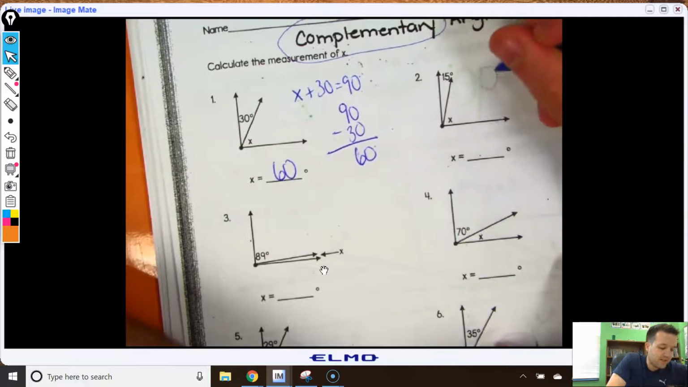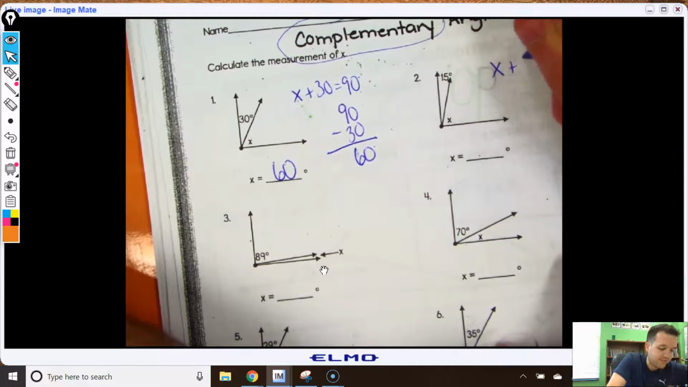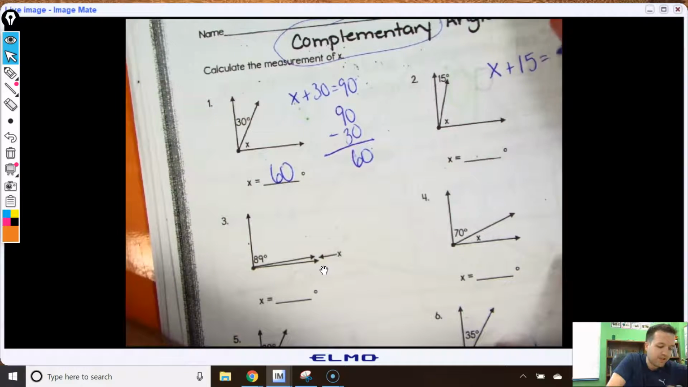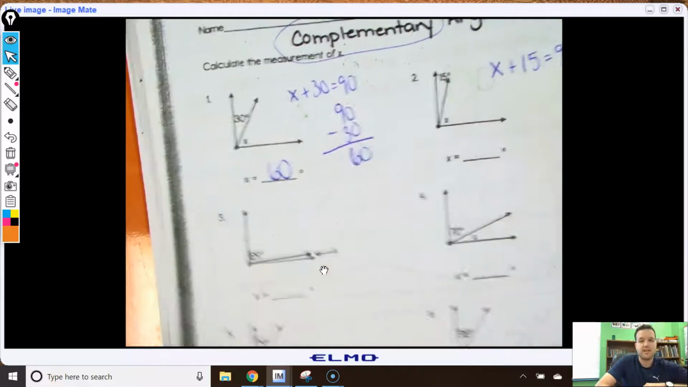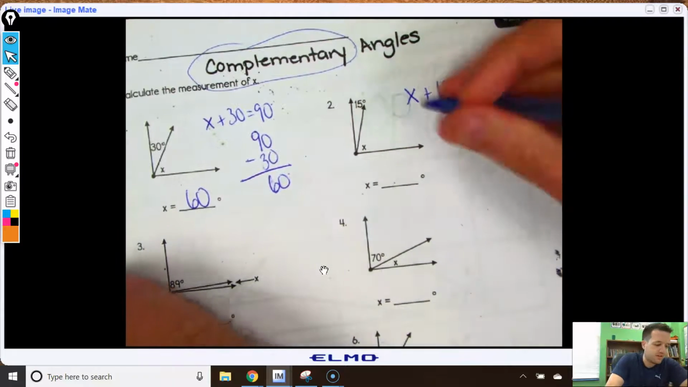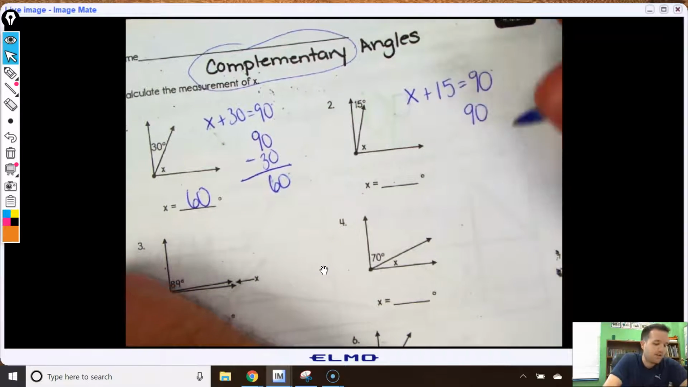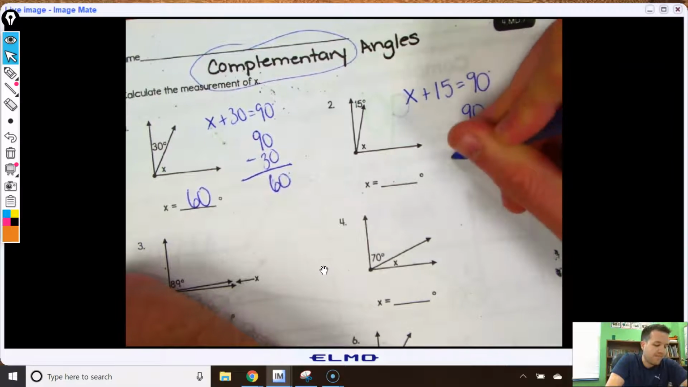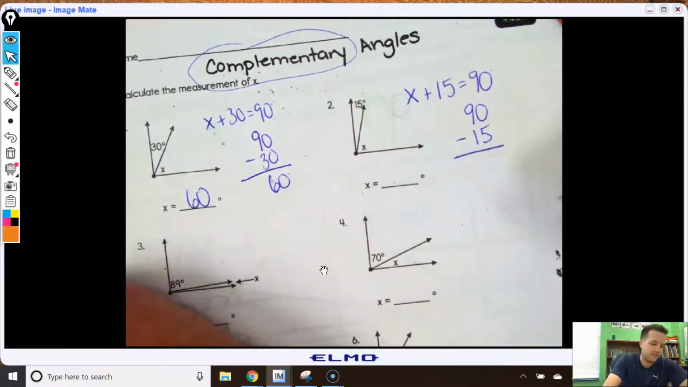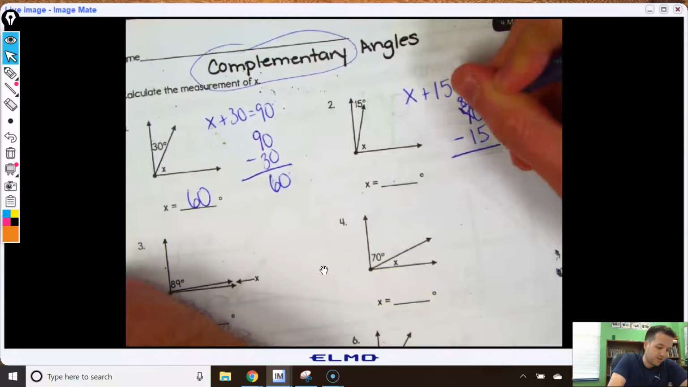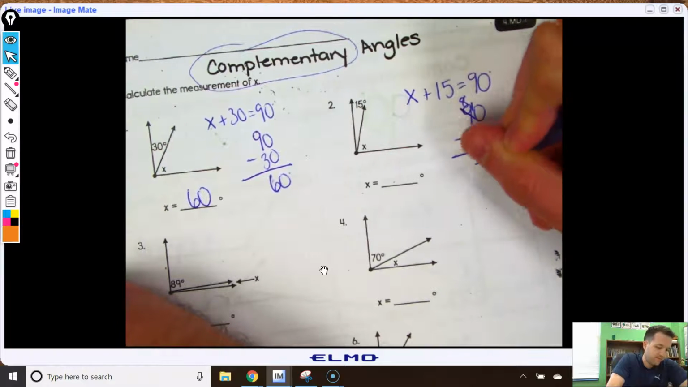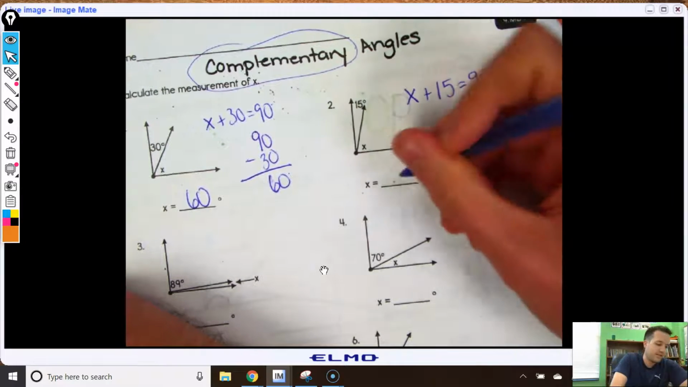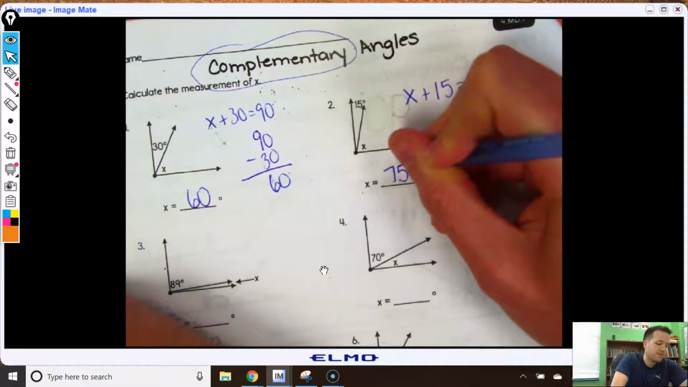So at number 2, we would say x plus 15 will give me 90 degrees. The sum would be 90. So in order to solve for x, again, do the subtraction. 90 minus 15 will tell you the value of x. Make sure you ungroup correctly. Should get 75 degrees.